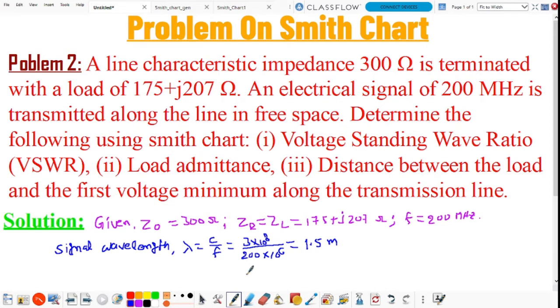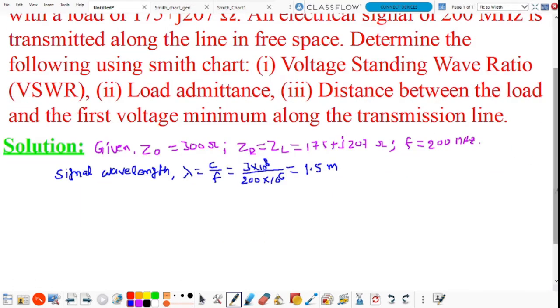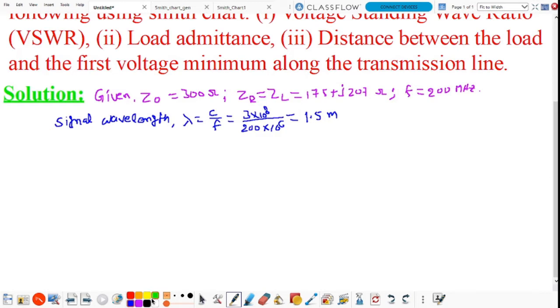Now the steps for using the Smith chart. Step 1: determine the normalized load impedance.